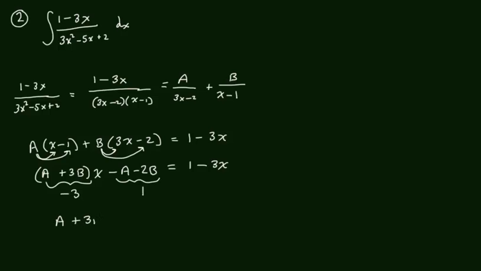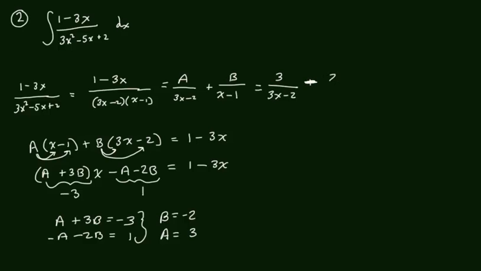A plus 3b is negative 3. Negative a minus 2b equals 1. This will give us the solutions of b equals negative 2 and a equals 3. So we have our successful decomposition: 3 over 3x minus 2 plus, in fact I'm going to make that a minus 2 over x minus 1.